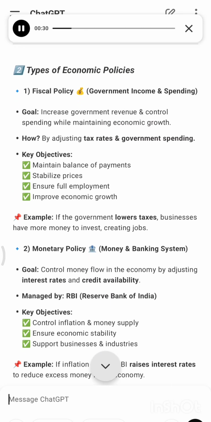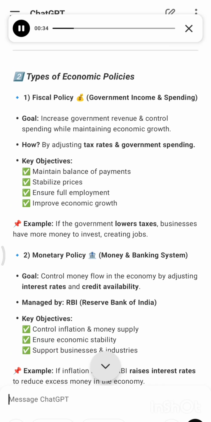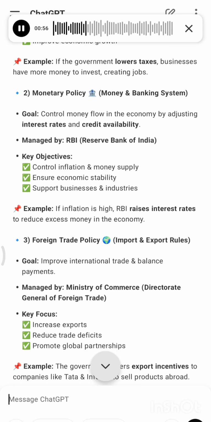1. Fiscal policy: government income and spending. Goal: increase government revenue and control spending while maintaining economic growth. How? By adjusting tax rates and government spending. Key objectives: maintain balance of payments, stabilize prices, ensure full employment, improve economic growth. Example: if the government lowers taxes, businesses have more money to invest, creating jobs.